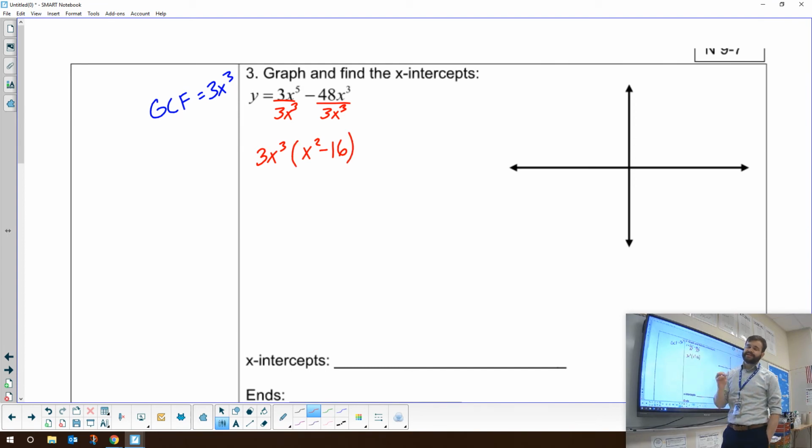X squared minus 16 is a perfect square. So just like we did on the first page, we're going to build my parentheses and go a plus b, a minus b, where a and b are the square roots.